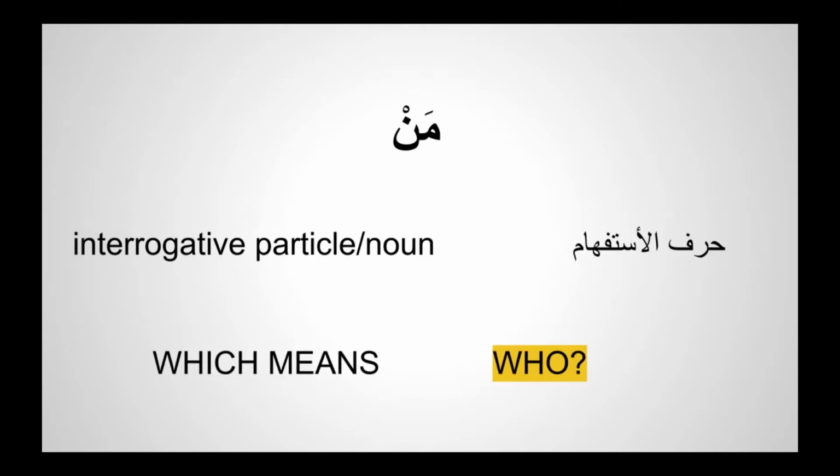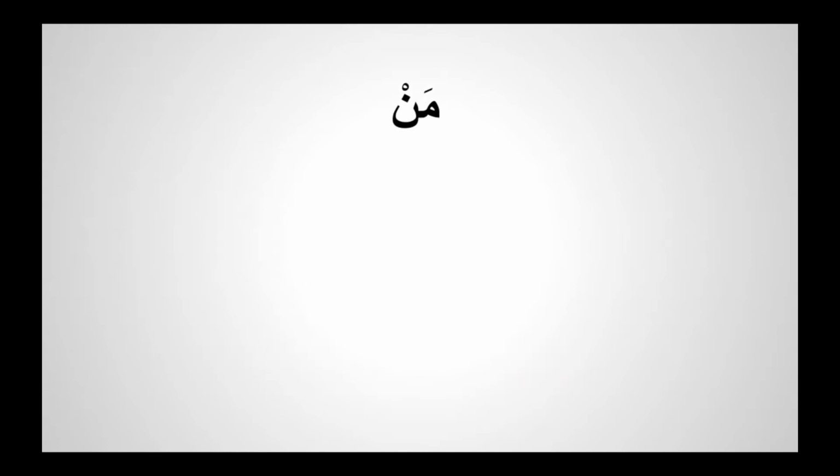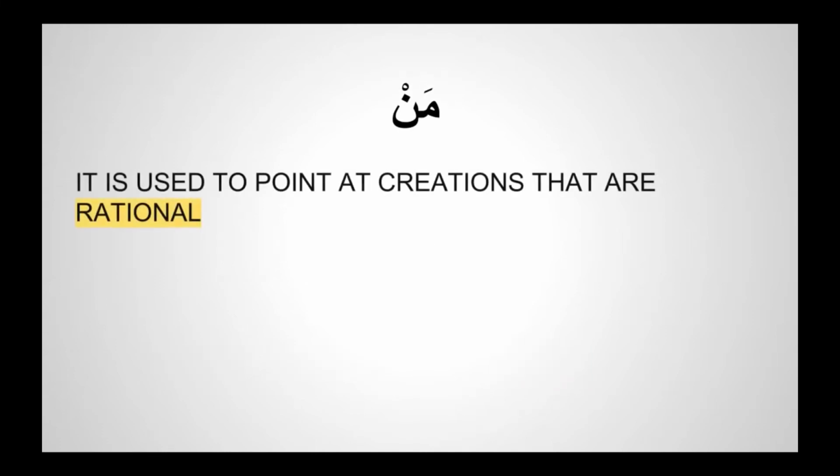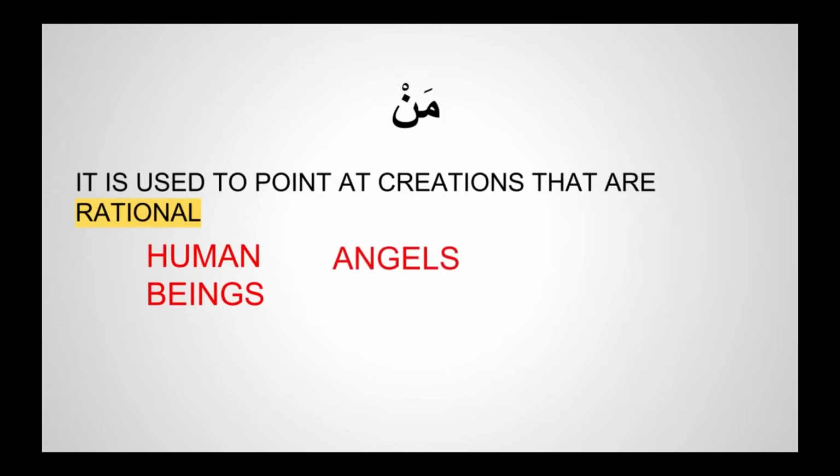So it's the same way man in Arabic is used to point at creations that are rational. So what do we mean by rational? That means they have intellect, they can think, reason and act upon. So man in Arabic is used with human beings, as it is also used for angels, and it is also used for jinns. So these are the rational beings which are created by Allah, and man is used to point to these three creations. Inshallah, today we'll be learning about human beings.